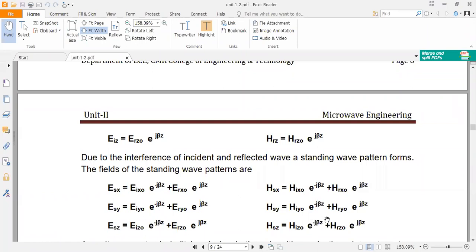Is it clear up to this? Is it clear, Amma? Up to this, is it clear? These expressions are very, very important. Standing wave expressions. Is it clear?